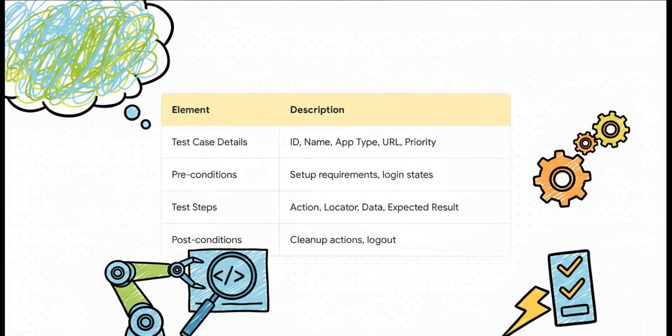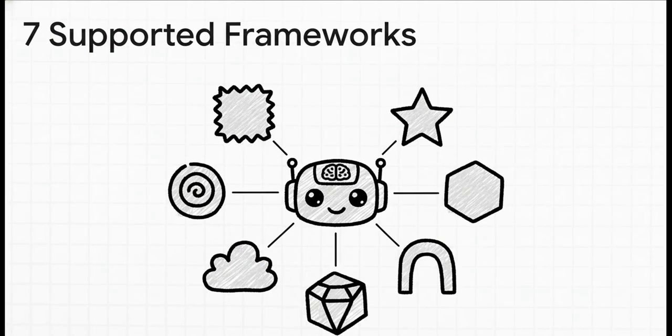Three steps and you have a complete automation script. The real secret to its accuracy is the standardized input format. See, by breaking down the test case into these crystal clear details, preconditions, steps, all of it, you get rid of any ambiguity. You're basically giving the AI a perfect set of requirements, which is exactly why you get such reliable output every single time. And just check out the versatility here. This thing isn't locked into one system. The prompt is totally framework agnostic, supporting 7 of the most popular automation frameworks out there. You just pick the one your team uses, and the AI adapts instantly.